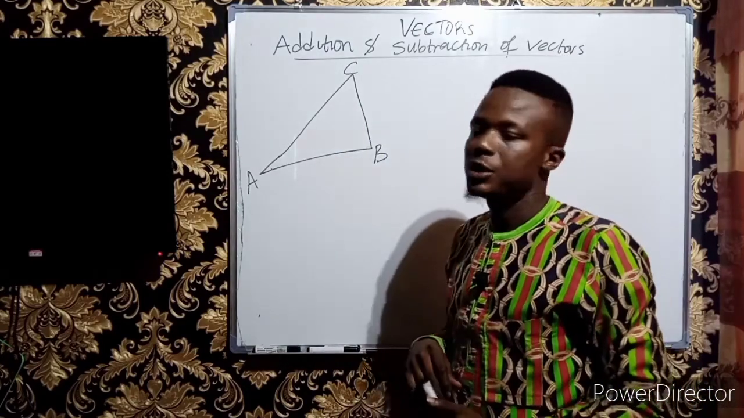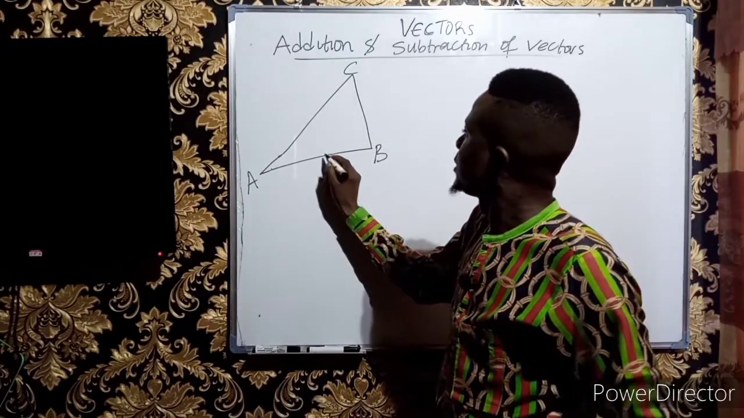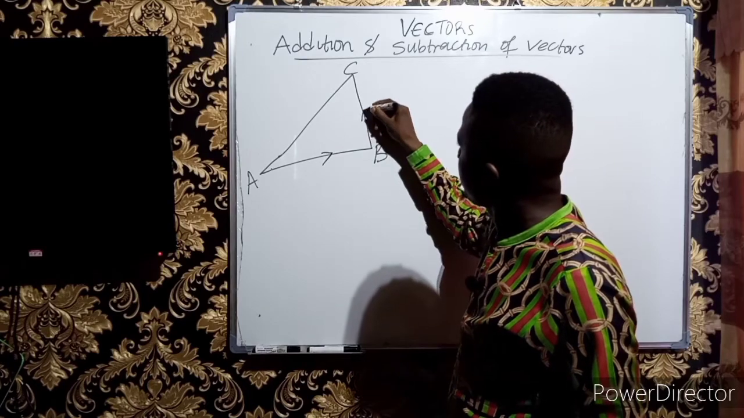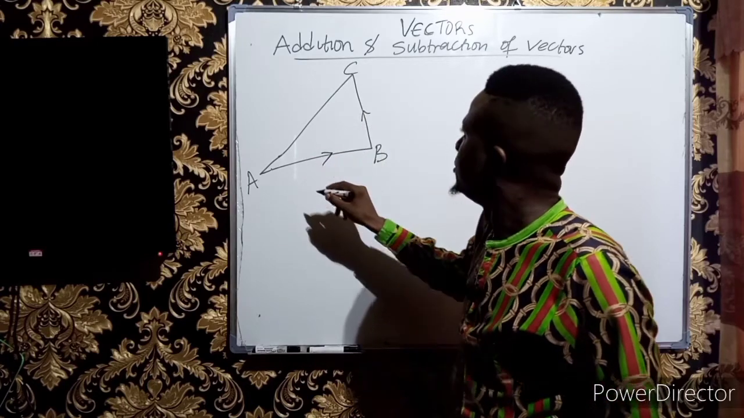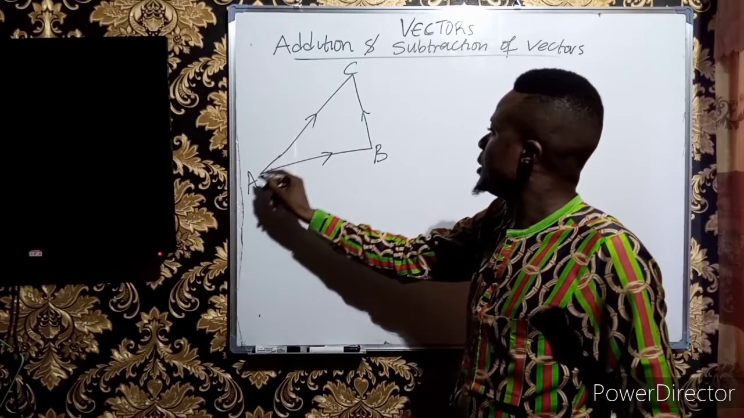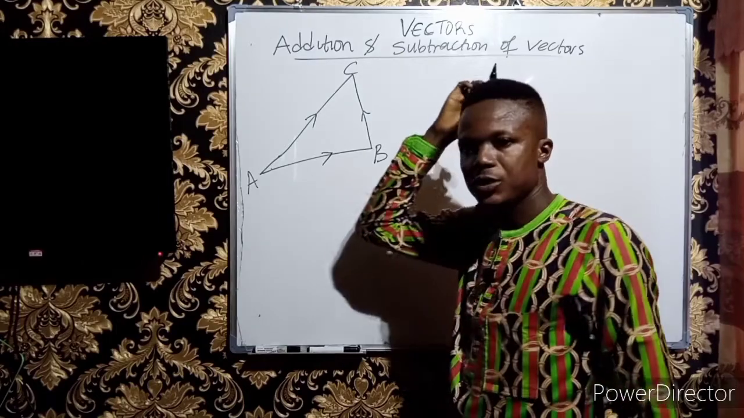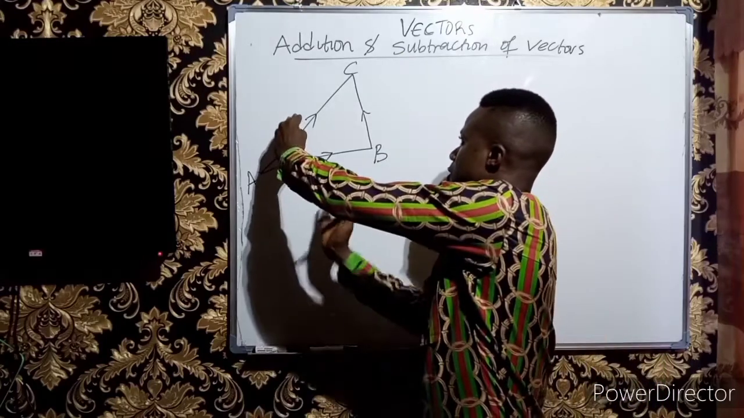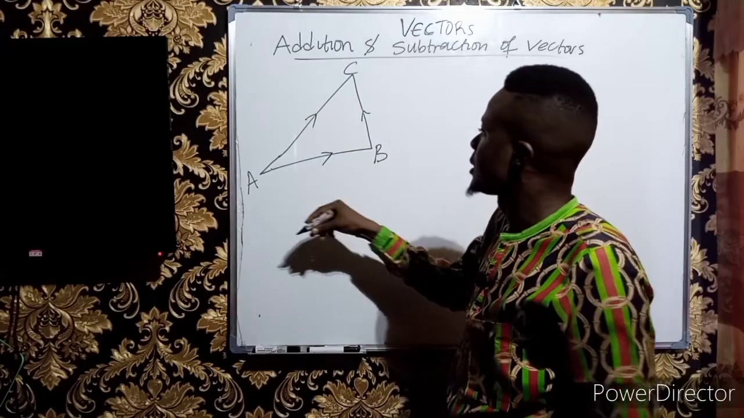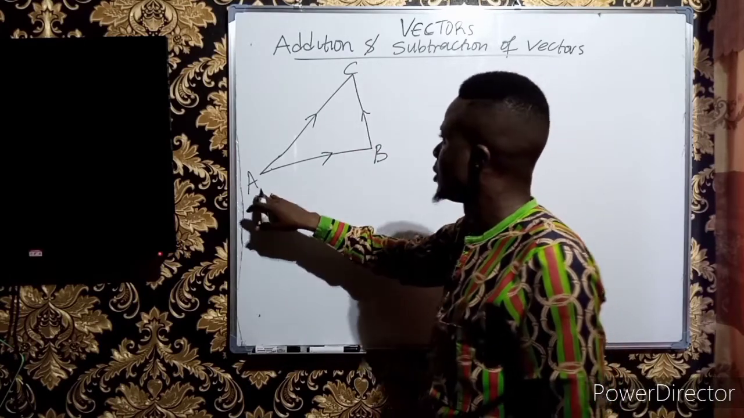a triangle like this, where here is A, B, and C. Now, if this is moving in this direction and this is moving in this direction, while this one is moving in the opposite direction, this particular one is said to be the resultant of these two vectors AB and BC. You can see it is opposing them, it is a resultant, and the addition of these vectors AB and BC will give us vector AC.